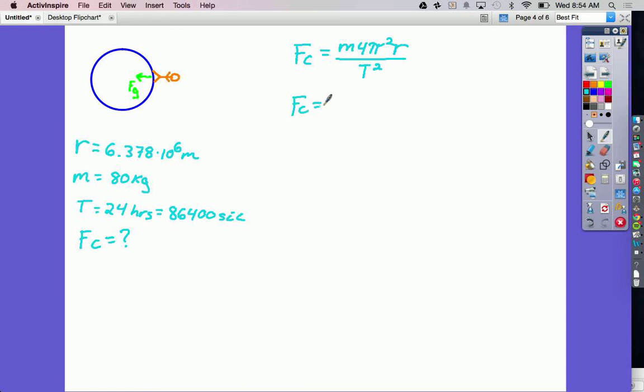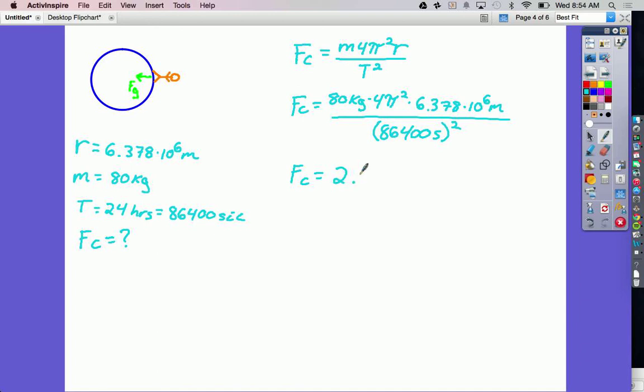And when I plug in my numbers, I have 80 kilograms times 4 pi squared. The R is the 6.378 times 10 to the 6th meters, all over 86,400 seconds squared. And if you plug all that into your calculator, you find that it only takes 2.7 newtons of force to hold an 80 kilogram, or about 175, 180 pound person onto the planet Earth.